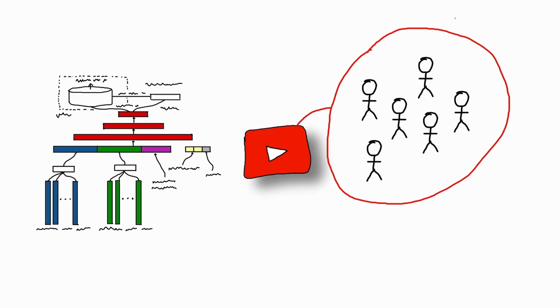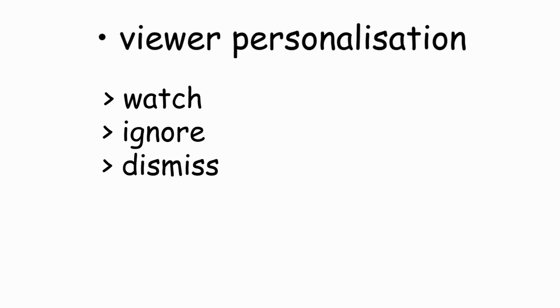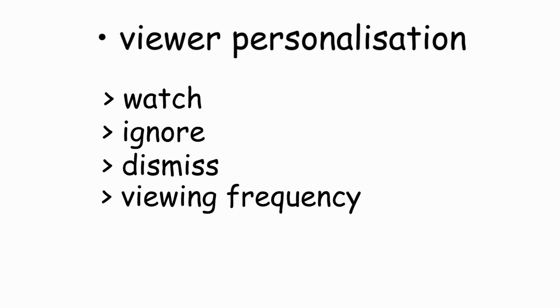But the YouTube algorithm decides how many people to show videos to based on viewer personalization and video performance. It customizes recommendations depending on what the viewers watch, ignore, dismiss, and their viewing frequency of certain channels and topics.